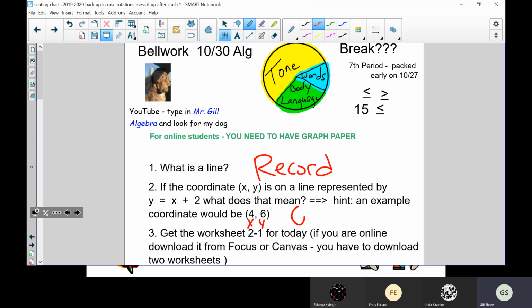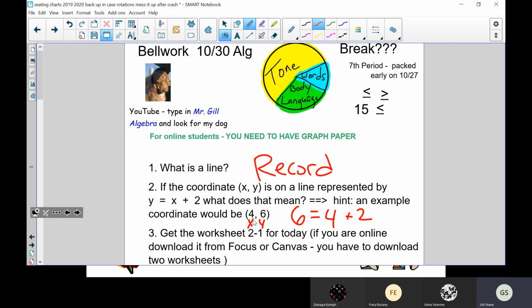So I can take my y of 6 and just plug it in for y right here. I'm taking that 6, plugging it in for the y, taking the x, plugging it in for the x. Is that a true statement? Yeah. Then that point is on the line.